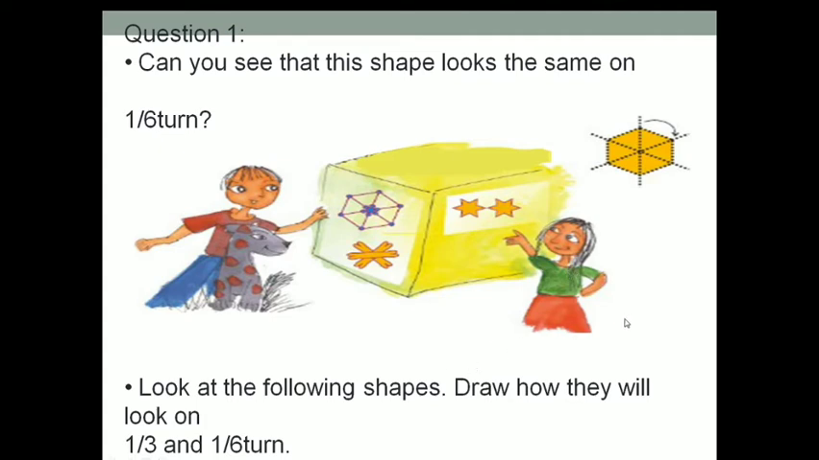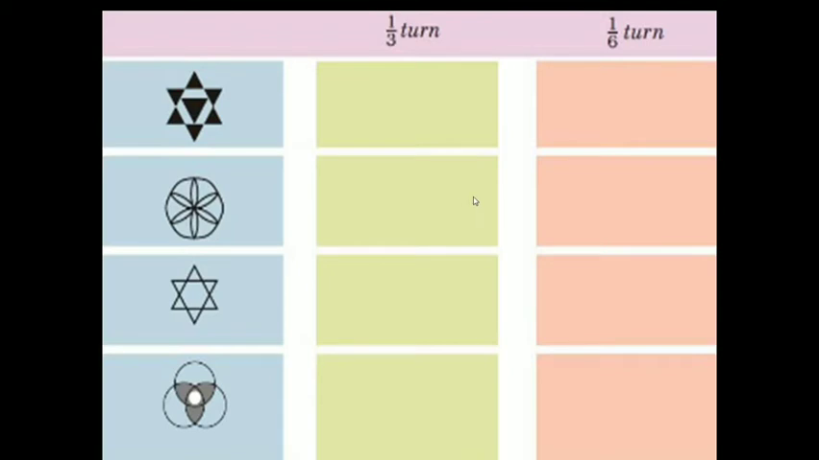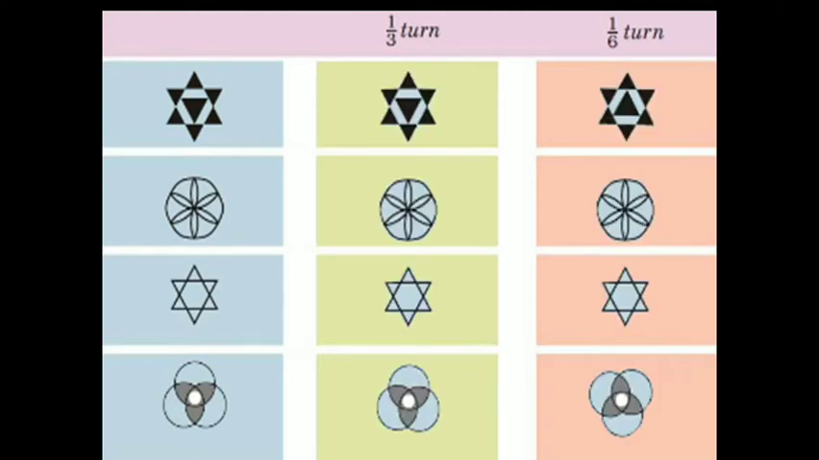Now we are going to study our next point, that is, to show whether these shapes look the same on a 1/3 and 1/6 turn. So dear students, all these shapes look the same on 1/3 and 1/6 turn. Look carefully. In the first diagram, the surrounding triangles are the same on that side. The middle triangle is the same on a 1/3 turn, but on a 1/6 turn it changes.